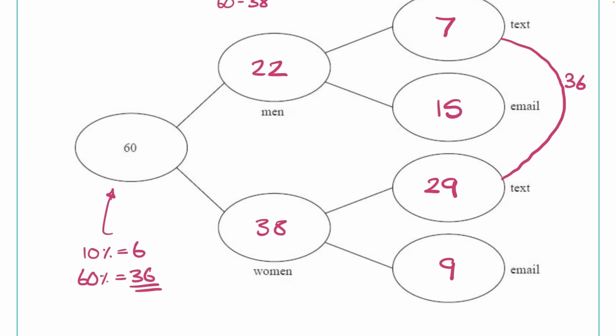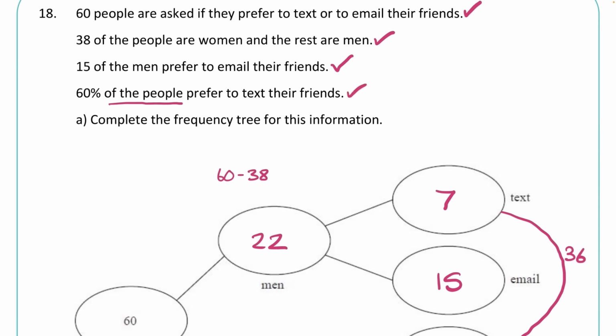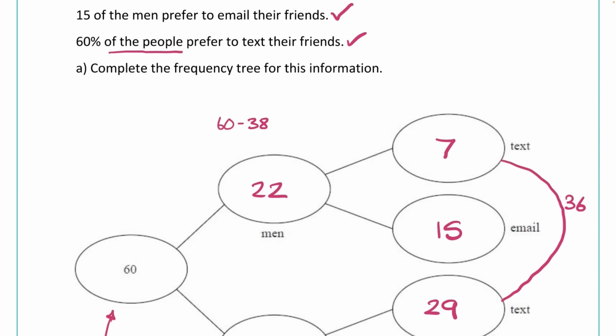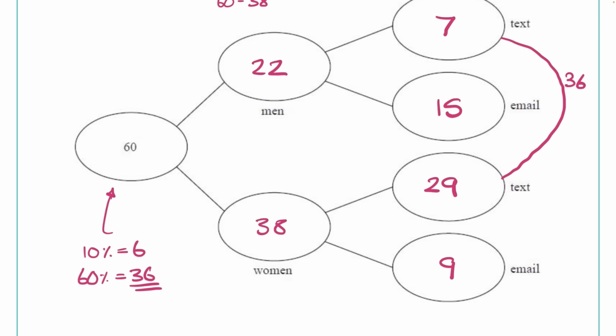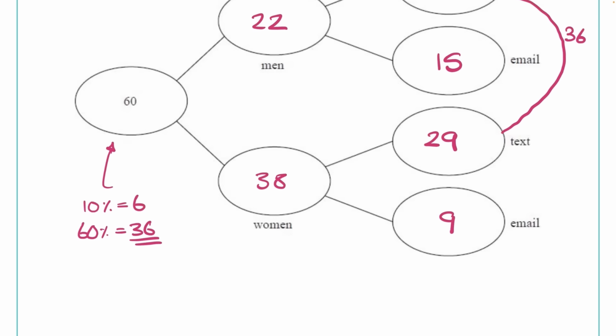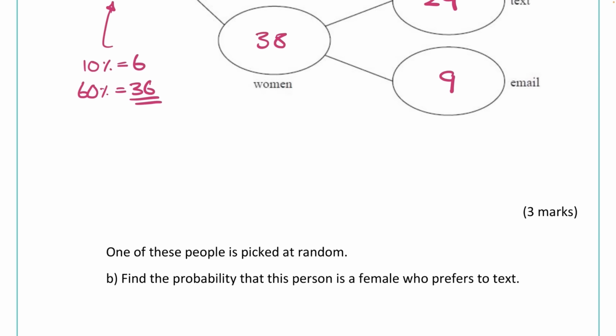So everything's in place. That's all the information we were given. We've completed the frequency tree with a little bit of percentages in there as well. And again, not forgetting that calculator method for percentages as well. We could have worked out 1% and then gone straight to 60.